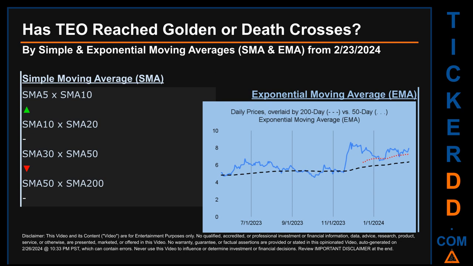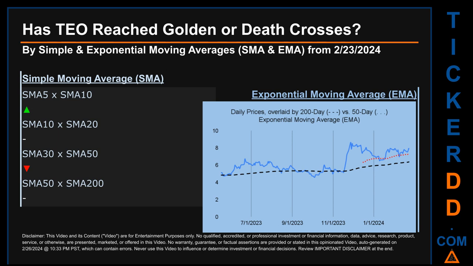Has TEO price reached golden or death crosses? Golden cross and death cross are basic signals that compare average prices across two specified trade day ranges, a short-term versus a long-term range. For example, 5-day versus 10 trade days. Essentially, a golden cross is a bullish signal. It appears when a ticker's short-term moving average crosses above its long-term average. Vice versa, a death cross is a bearish signal when the short-term crosses below its long-term moving average.